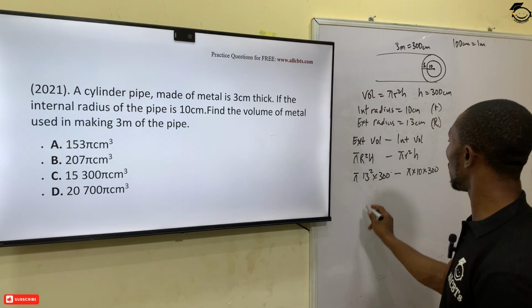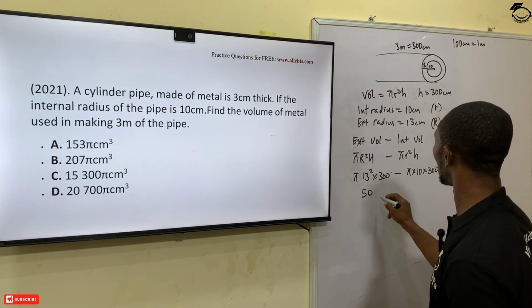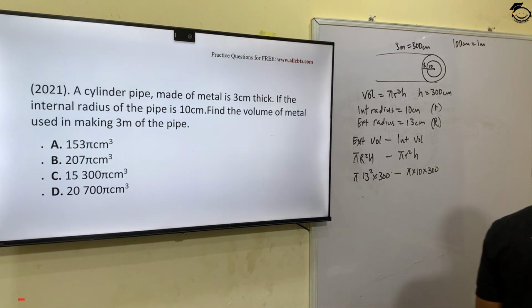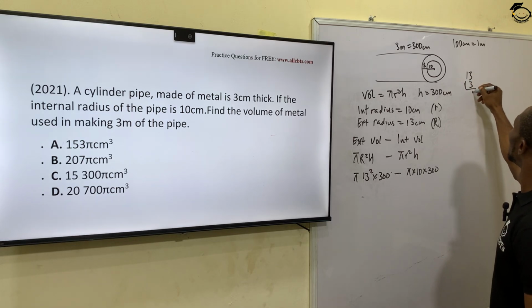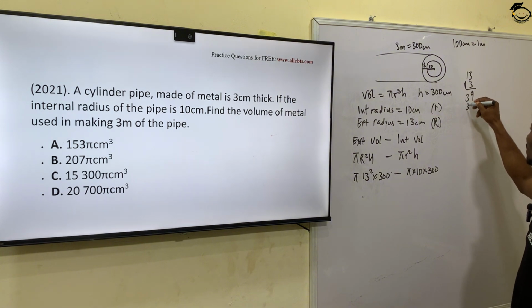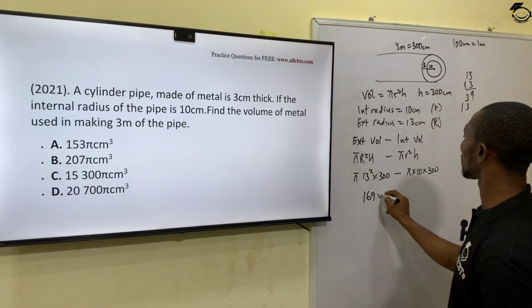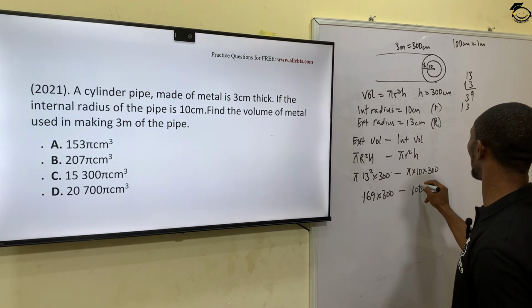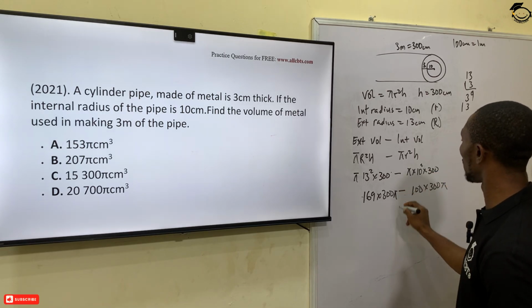Okay, so this gives us 13 times 13, 9, 3, 3, 169. 169 times 300 minus 100 times 300 pi.